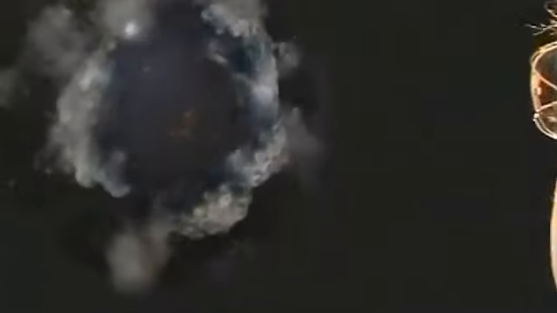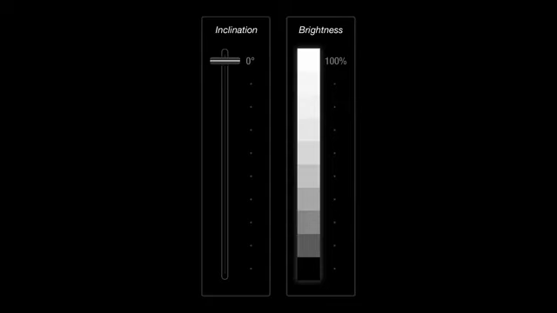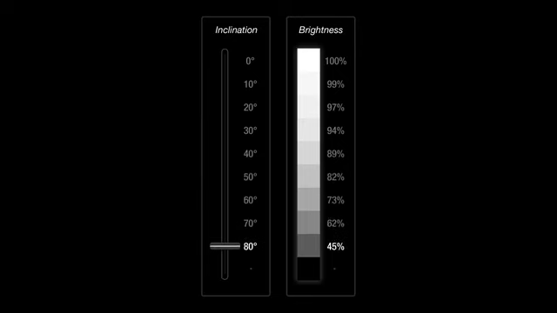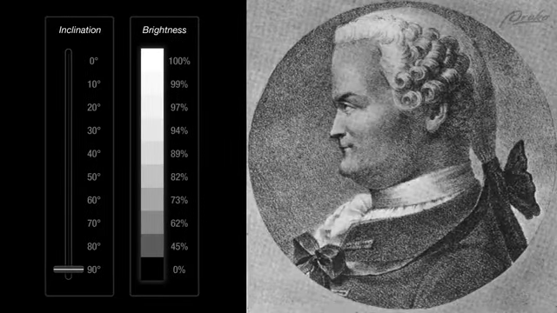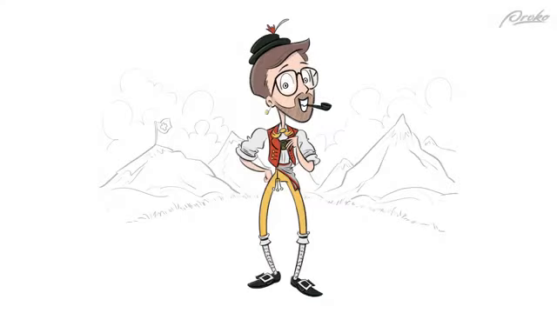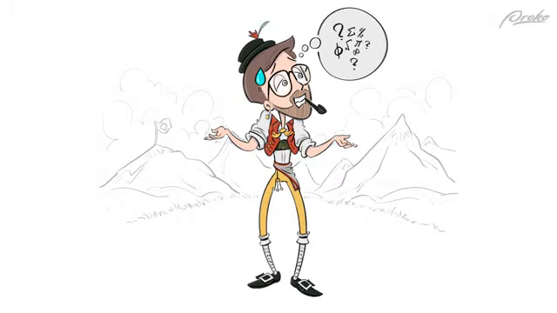How is that possible? Well, here's the entire scale. 100, 99, 97, 94, 89, 82, 73, 62, 45, and 0. This, my friends, is Lambert's emission law. It is named after Johann Heinrich Lambert, a Swiss polymath. Fun fact, I'm also Swiss, but I'm not great at math.